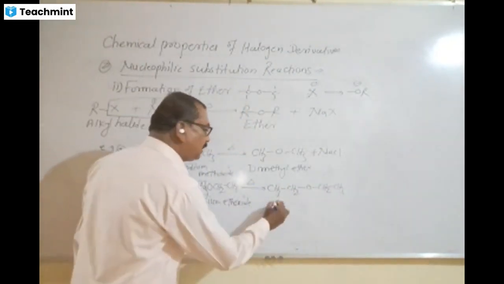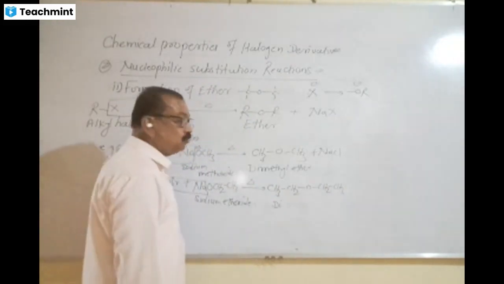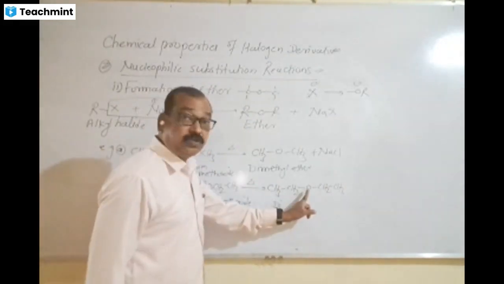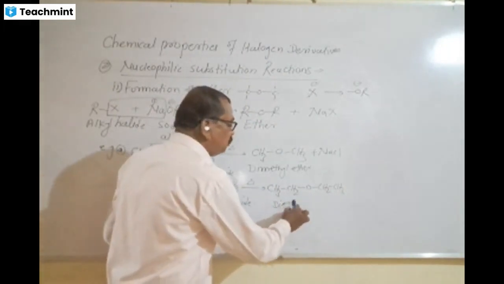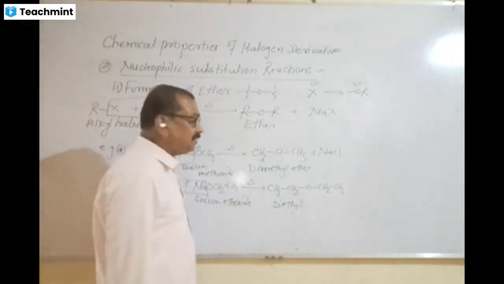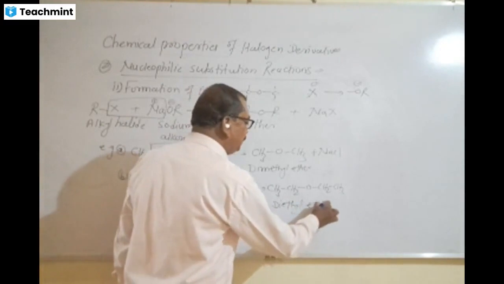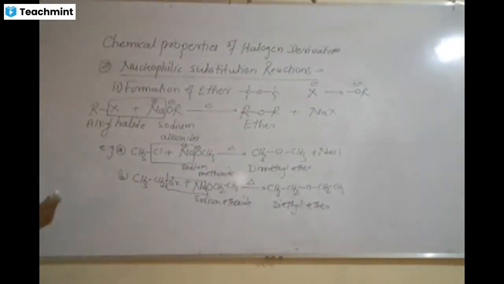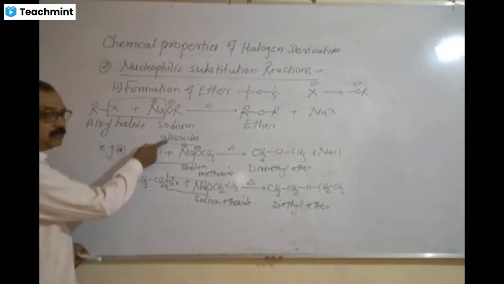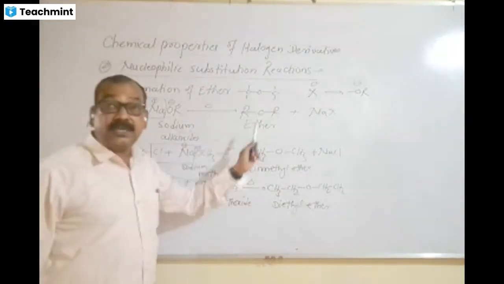Name of this ether is di. Di means two. Two alike groups are present across the oxygen atom. The CH3CH2 group is known as an ethyl group. Two ethyl groups are present, therefore diethyl, followed by ether. In this way, when alkyl halides are treated with sodium alkoxide, the final products are ethers.